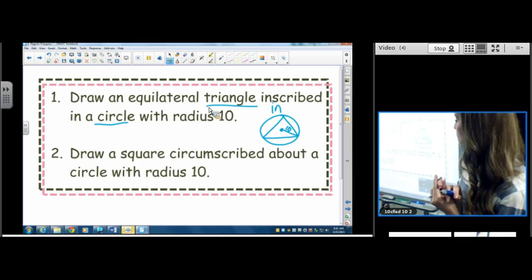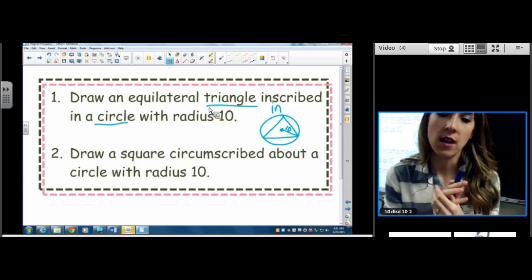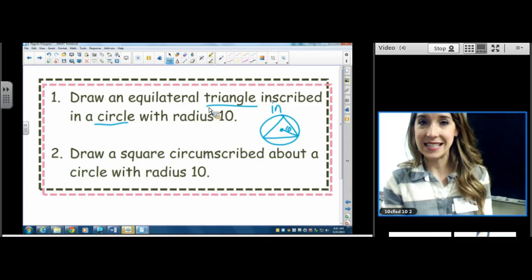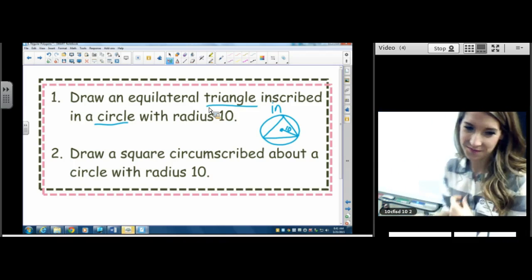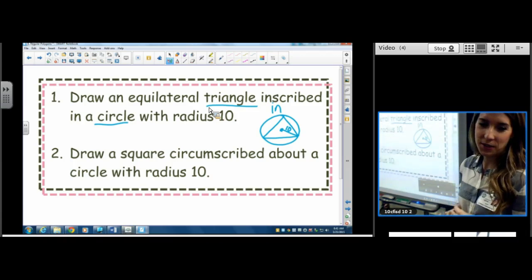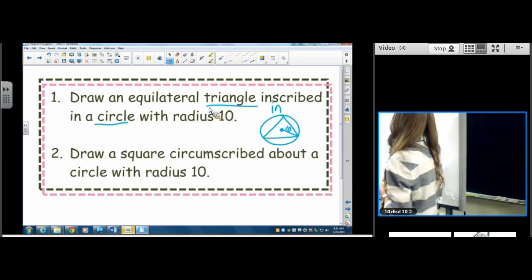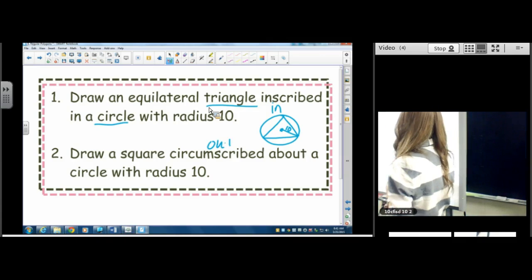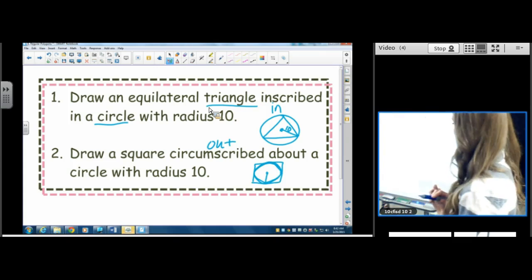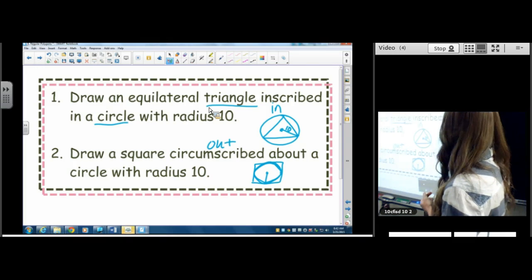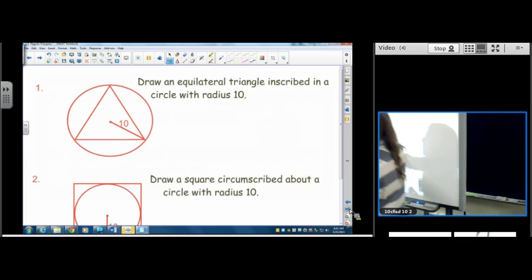Draw a square circumscribed about a circle with radius 10. So if inscribed means inside, then what do you think circumscribed means? Yes, it means outside. So we want a square outside a circle, with the circle having a radius of 10. Okay? So that's what these two would look like.